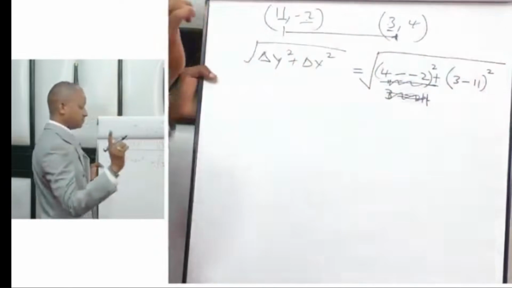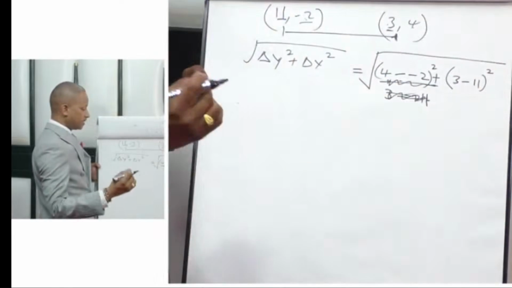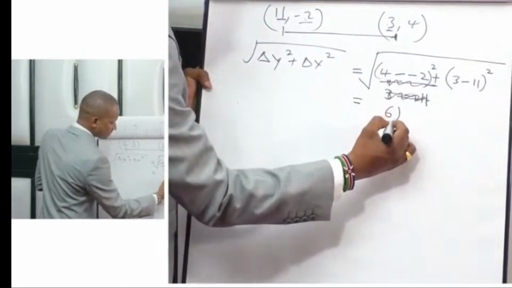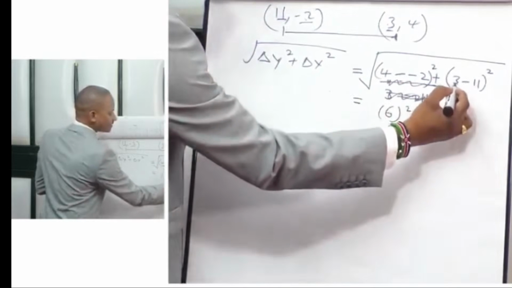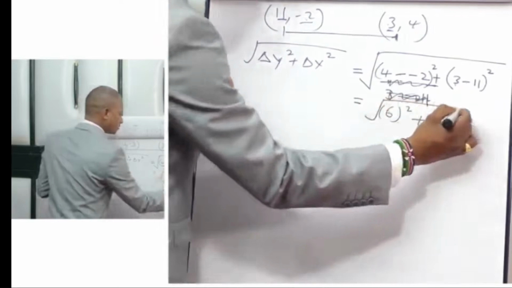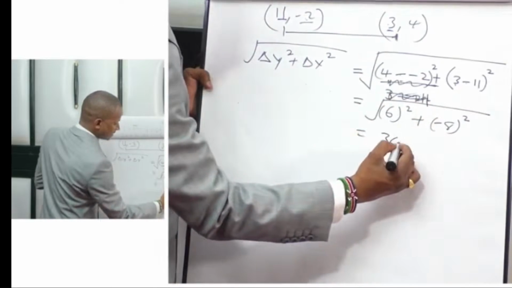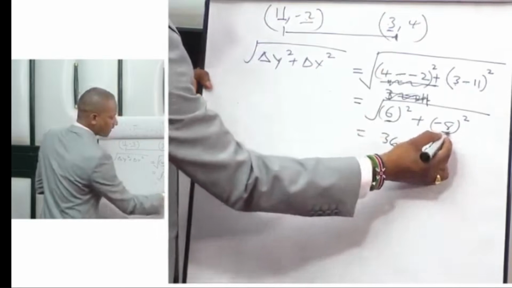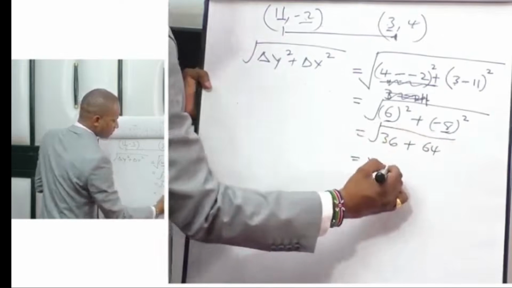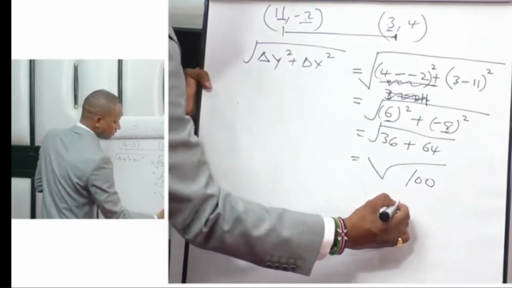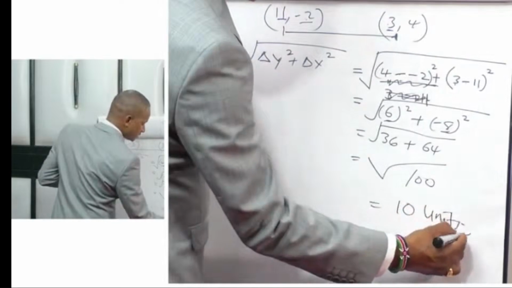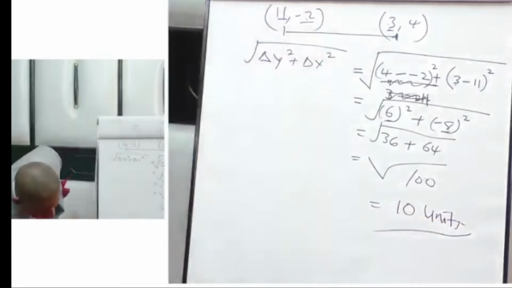You have to be very careful because even the best can make mistakes. Now, 4 minus 2 is 6 squared plus 3 minus 11 is minus 8 squared, all under the square root. 6 squared is 36 plus minus 8 squared is 64, under the square root. This is simply the square root of 100, which is 10. But because they want the length, you write units because they've not given you a defined unit.